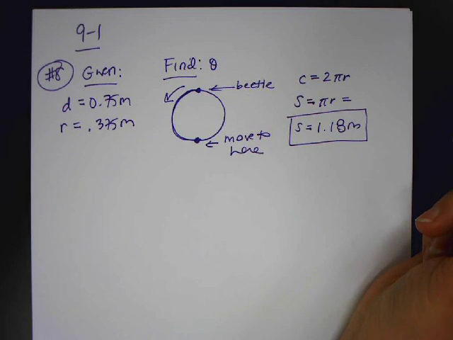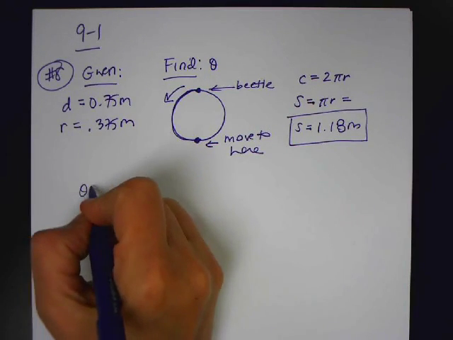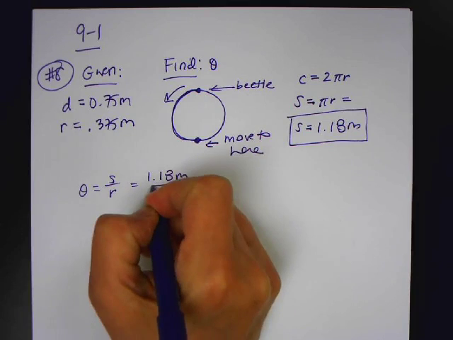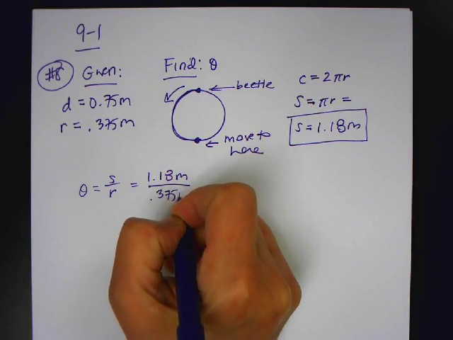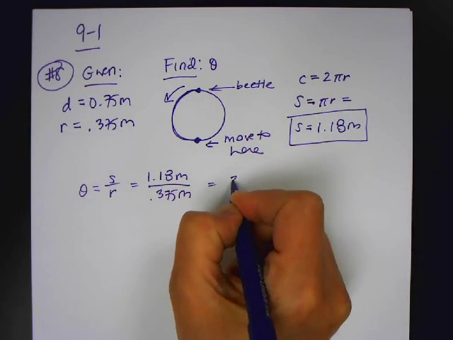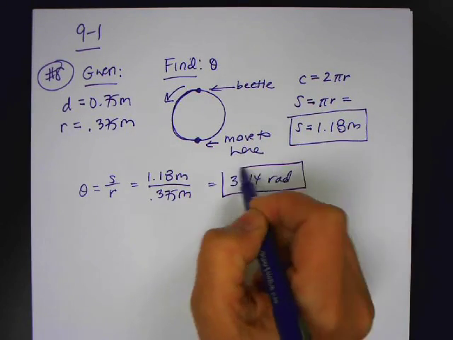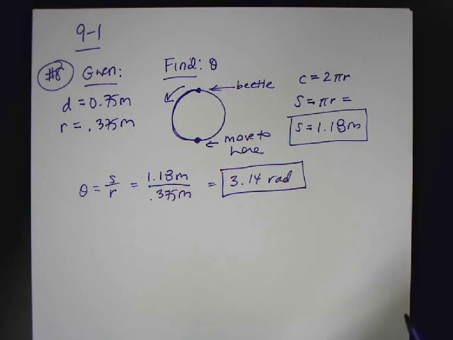Then we want to find theta. So theta is equal to S over R. So it's 1.18 meters over 0.375 meters. So it comes out to 3.14 radians. And that's it. So simple.